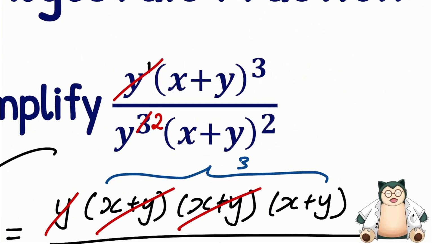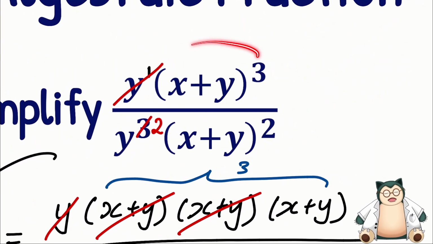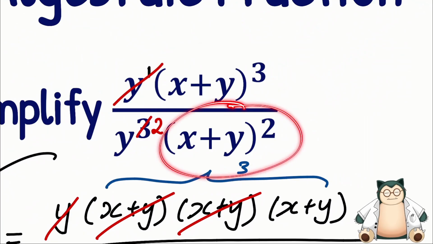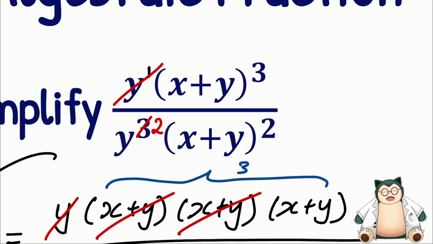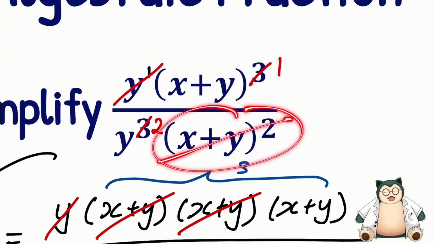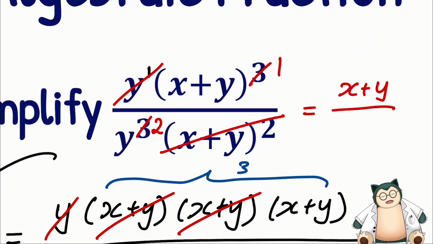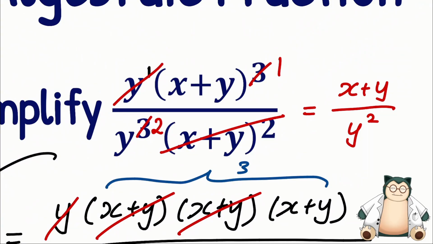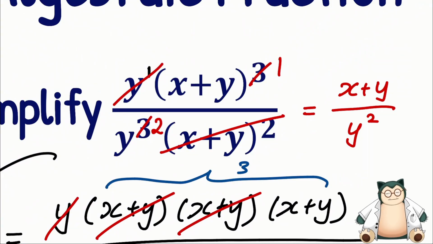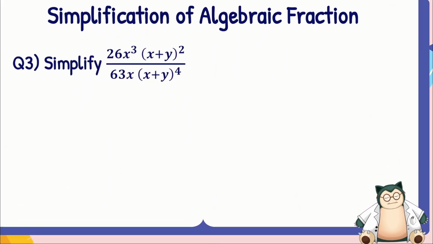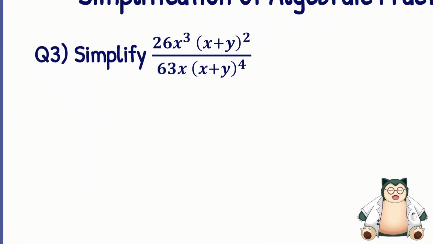Now, let's look at the x plus y term. We have x plus y cubed at the top and x plus y squared at the bottom. Same thing, we take the bigger power and subtract the smaller one. So 3 minus 2 gives you 1, and for the bottom one, we cancel totally. That gives us x plus y to the power 1 over y squared. Is that okay, everyone? Good. Now let's look at another fraction over here.